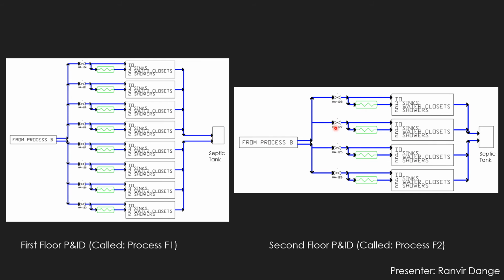This image shows the PNID for floor number 2, and it's called process F2. This floor has 4 apartments, and for each apartment, the lines go through the same process as shown in process F1.